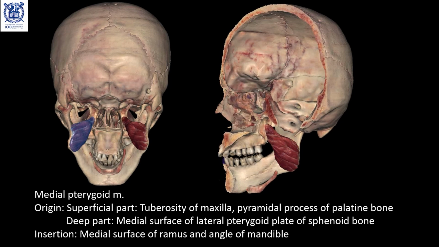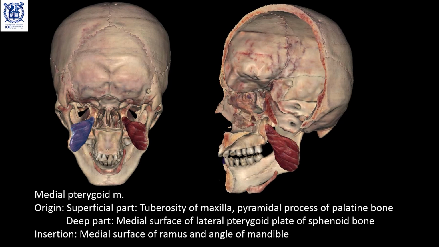Its fibers pass downward, lateral and posterior, and are inserted by a strong tendinous lamina into the lower back part of the medial surface of the ramus and angle of the mandible as high as the mandibular foramen. The insertion joins the masseter muscle to form a common tendinous sling, which allows the medial pterygoid and masseter to be powerful elevators of the jaw.